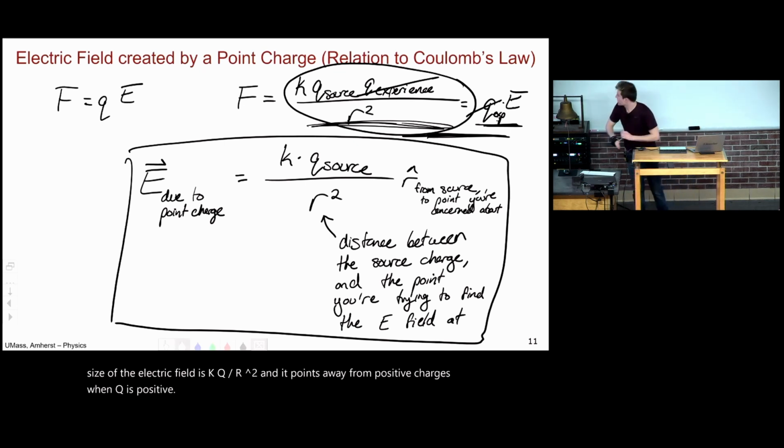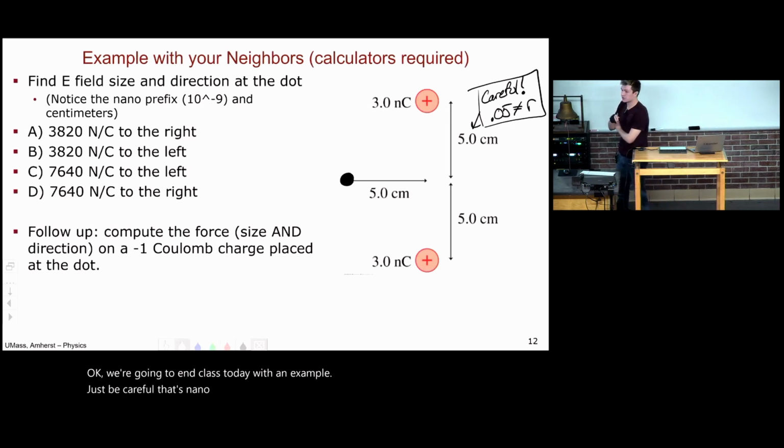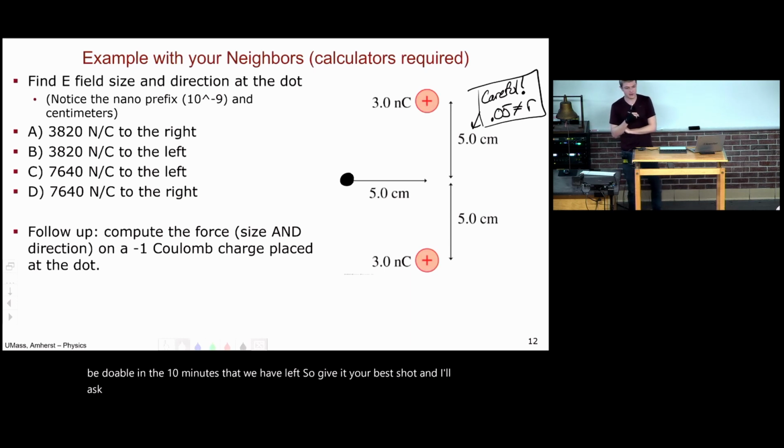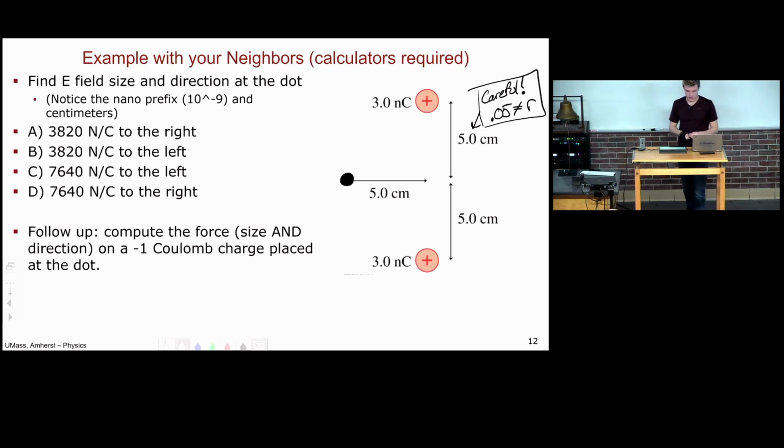Okay, we're going to end class today with an example. Just be careful, that's nanocoulombs and centimeters. It should be doable in the 10 minutes that we have left, so give it your best shot, and I'll ask for ABCDs at the very end. I'll stop you when we have about 3 minutes left to go over it, okay? Feel free to ask me questions.